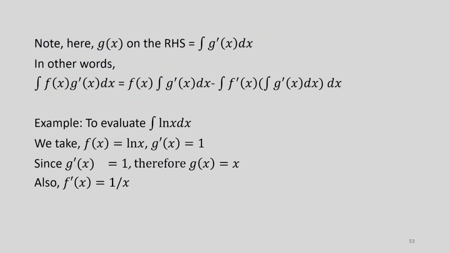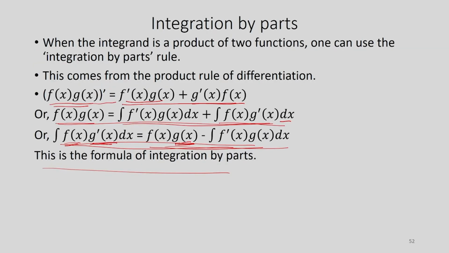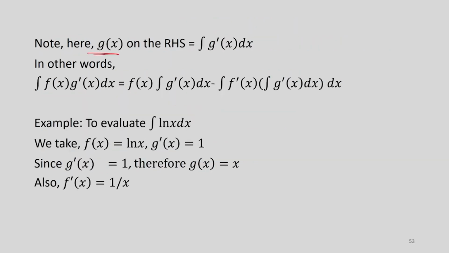Okay, so that is what I have written here. Here g(x) is appearing on the right hand side. That g(x) is what? That g(x) is the integration of the g prime x, and g prime x is appearing on the left hand side. So, in other words, I can write the statement as follows. Instead of g(x), I am replacing this by this term, integration of g prime x dx, and here also I am doing the same thing.